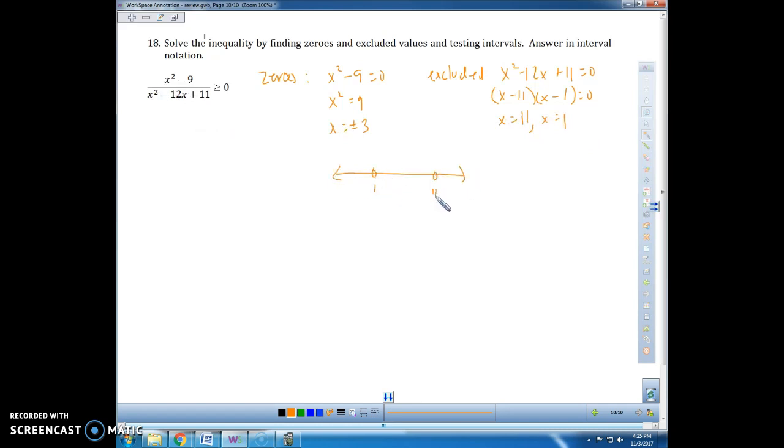we have to have open circles, because if you're an excluded value, you can't be that. Then we're going to have 3, which since we're talking greater than or equal to, we can have that one filled in, and negative 3, these are the zeros. So we now have 1, 2, 3, 4, 5 regions that we were checking. Where are we going to be positive or negative?